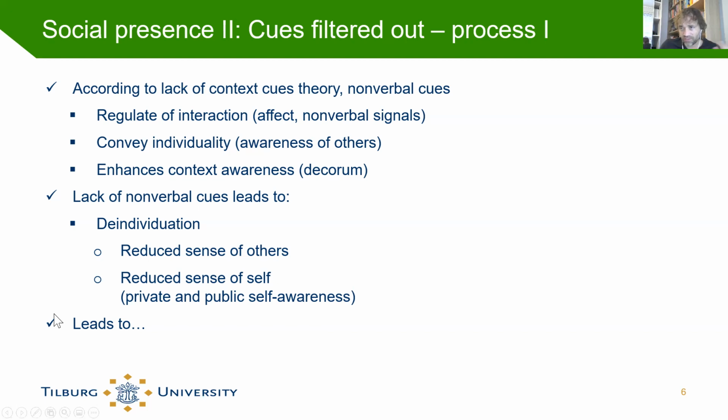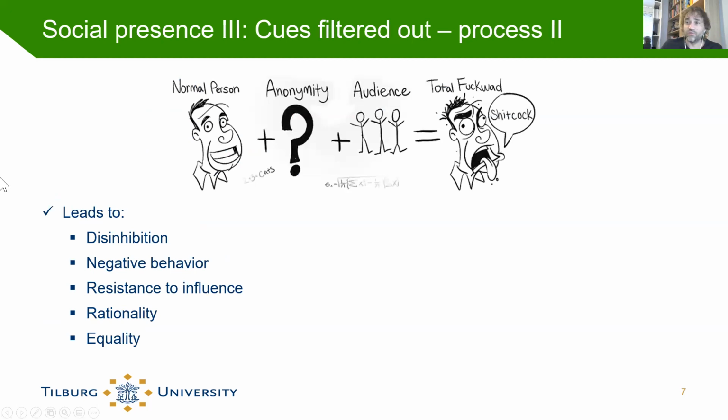And this de-individuation, caused by a lack of non-verbal cues, in its turn leads to everything you see in a Twitter or YouTube conversation. So that leads to disinhibition. Disinhibition is you doing things that you would not normally do: start flaming, negative behavior, resistance to influence. So people cannot convince you so easily, because you don't have the feeling that you're communicating with a real person and you are somewhat anonymous. So basically all the things you observe in a Twitter conversation, but it may also have some positive effects.